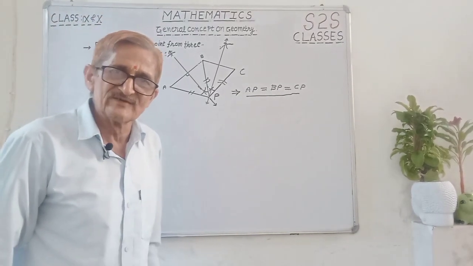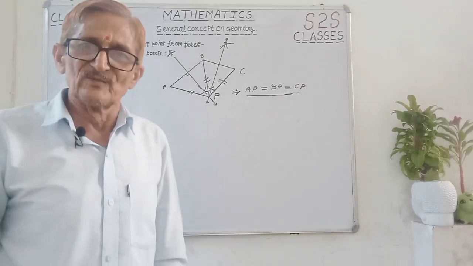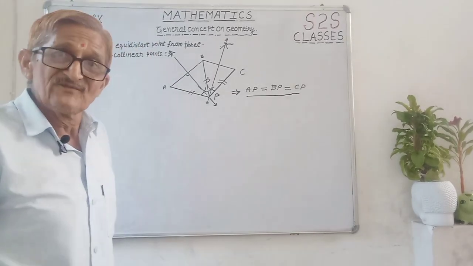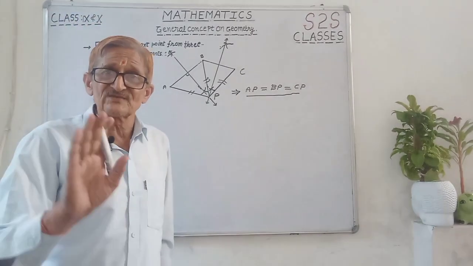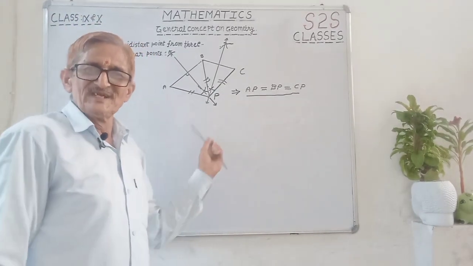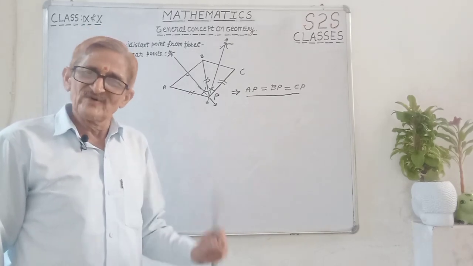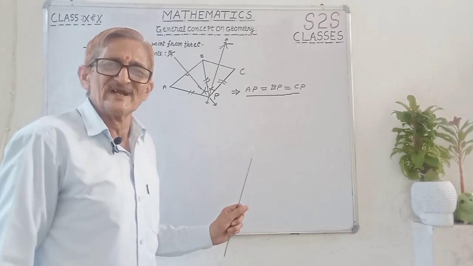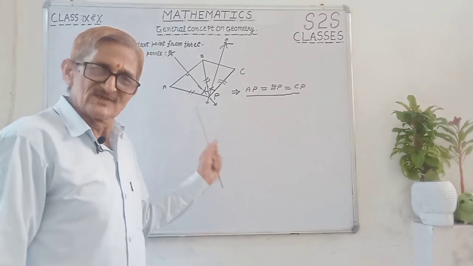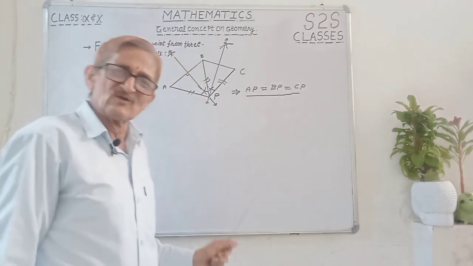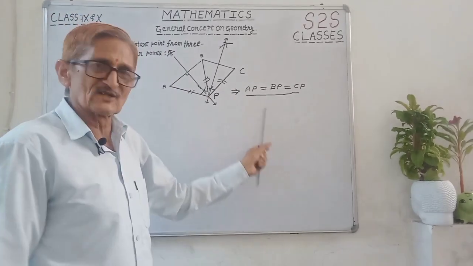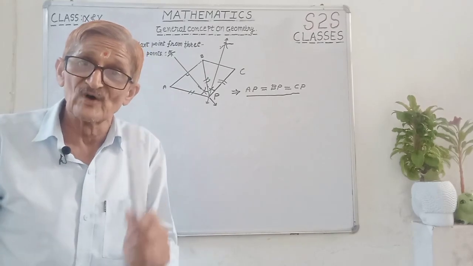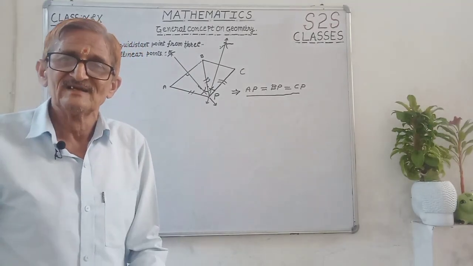Now one more concept I want to tell you. What is the one more concept here? This point is equidistant, which means if you want to draw a circle passing through three non-collinear points, then first you have to follow this procedure to get the equidistant point P. Similarly you can find the perpendicular bisector of AB and the perpendicular bisector of BC, and where they intersect, that will be the center point of the required circle.